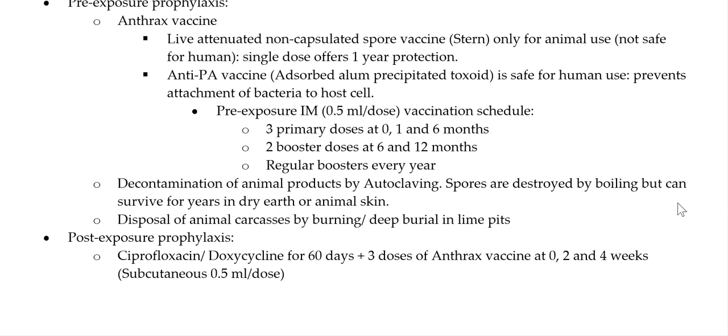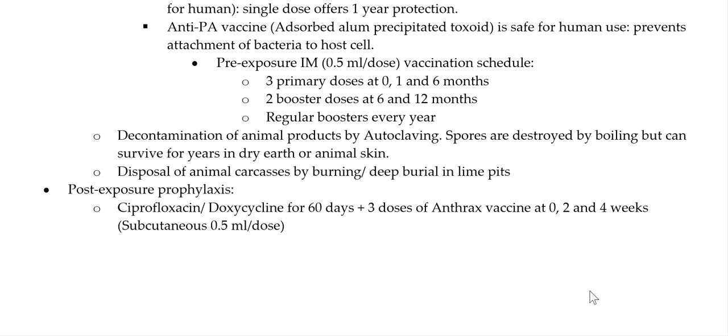What can we do if exposure has already occurred? You are exposed to the anthrax spores, then obviously you have to take a long-term course of antibiotics. So either ciprofloxacin or doxycycline for 60 days, and you should give three doses of anthrax vaccine at 0, 2, and 4 weeks. So, an accelerated schedule is there. The vaccine should be given subcutaneously instead of intramuscularly, 0.5 ml per dose.